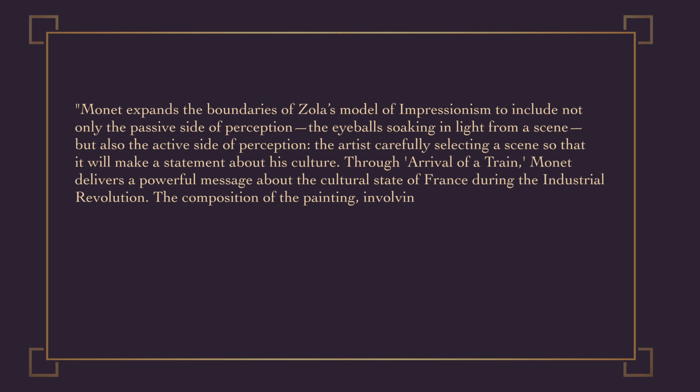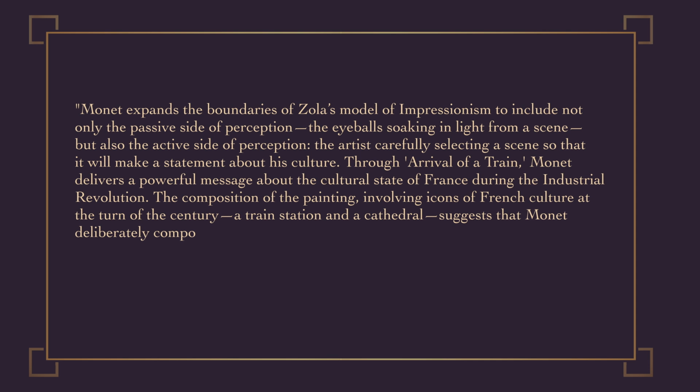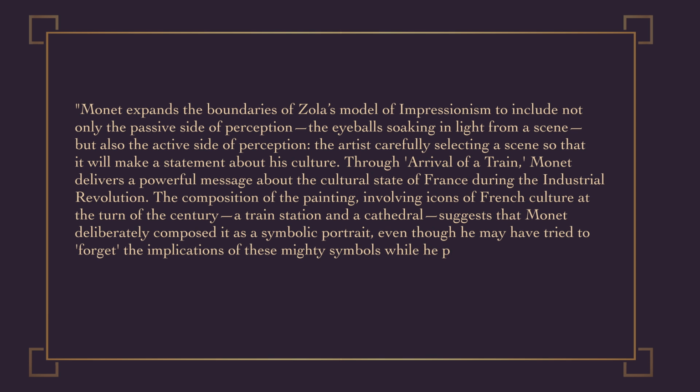The composition of the painting, involving icons of French culture at the turn of the century, a train station and a cathedral, suggests that Monet deliberately composed it as a symbolic portrait, even though he may have tried to forget the implications of these mighty symbols while he painted the scene. As you'll notice, the stakes of this thesis have to do with the sources themselves.